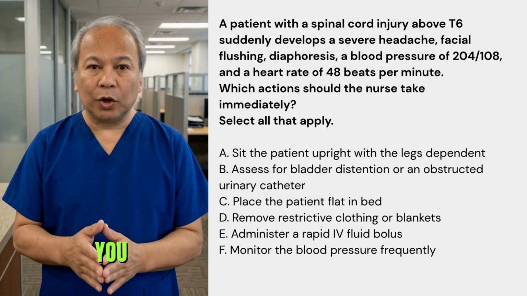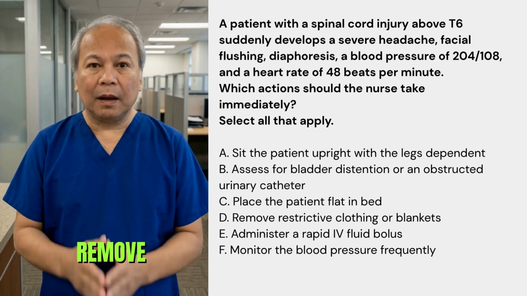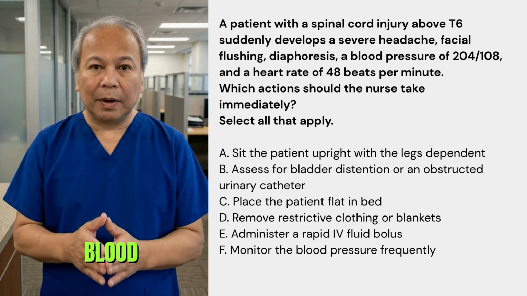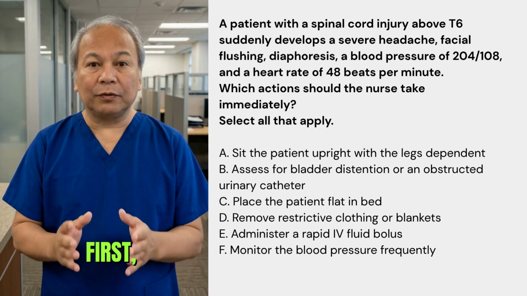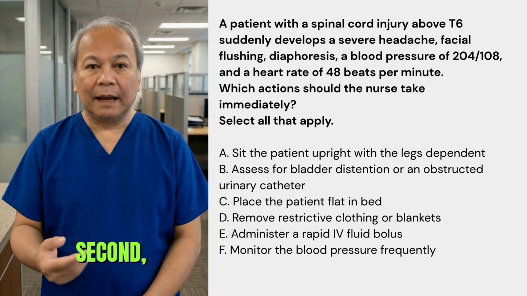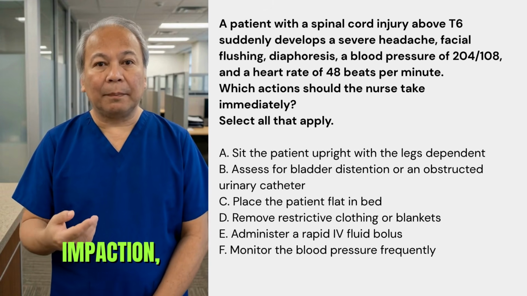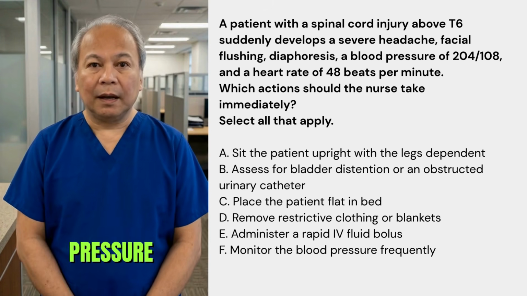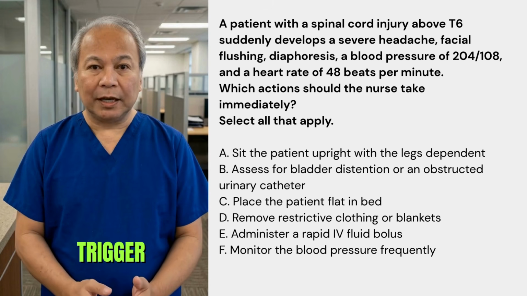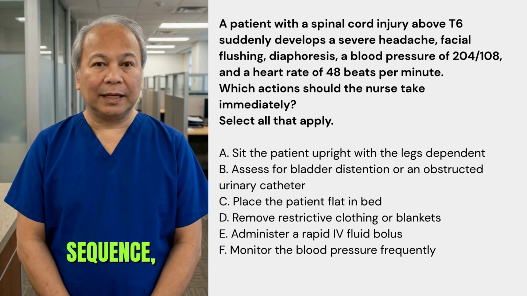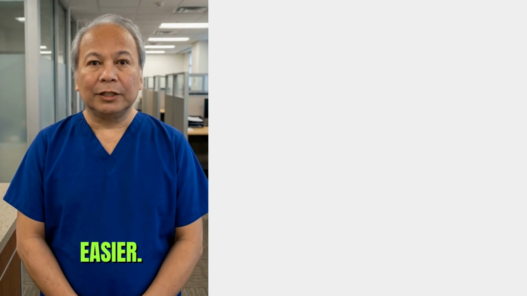For NCLEX, I want you to remember this sequence. Sit them up. Find the trigger. Remove the trigger. Monitor the blood pressure. And when you search for the cause, think bladder first, bowel second. Then other irritating stimuli. A full bladder, fecal impaction, restrictive clothing, pressure injuries, or other painful stimulation below the injury can trigger the response. If you remember that sequence, autonomic dysreflexia questions become much easier.